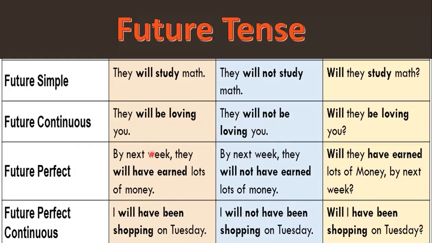Now, this is the tricky one. By next week, they will have earned lots of money. Okay, it's a "will" with a "have" and the third form of the verb. By next week, they will not have earned lots of money. Will they have earned lots of money by next week? Okay. And the future perfect continuous tense, that is the last tense of the 12. I will have been shopping on Tuesday. Now it's a "will" with a "have" and a "been" and the first form of the verb with the "ing." Okay.